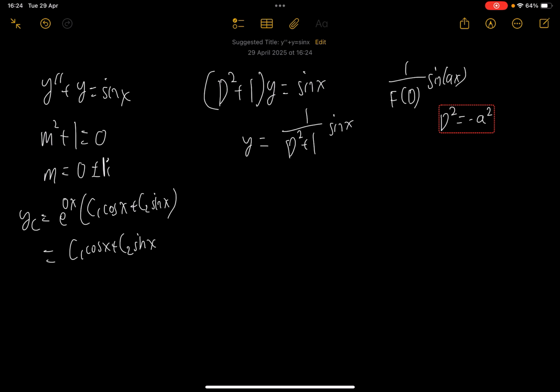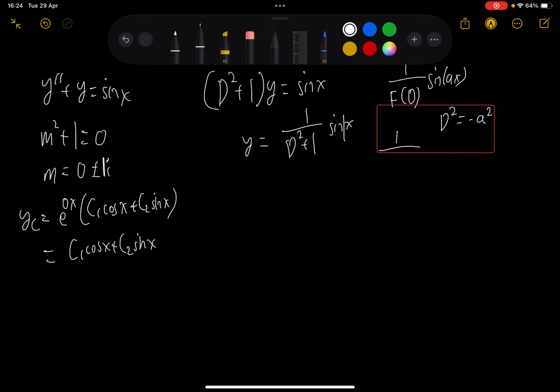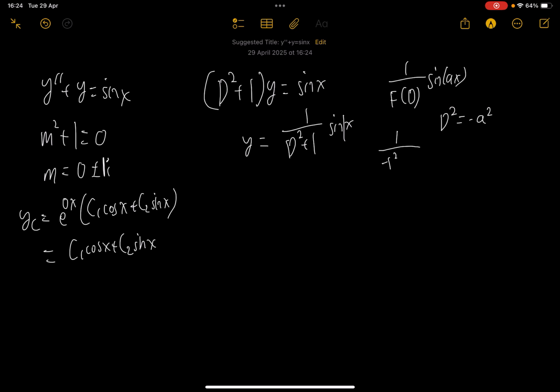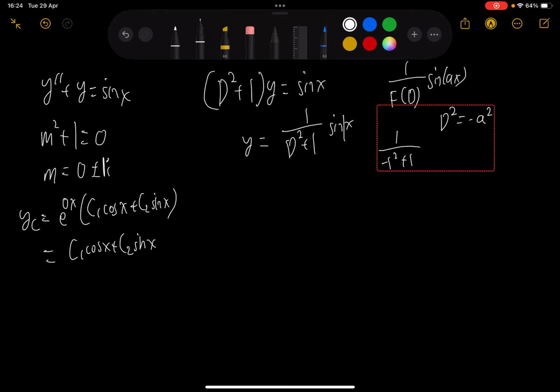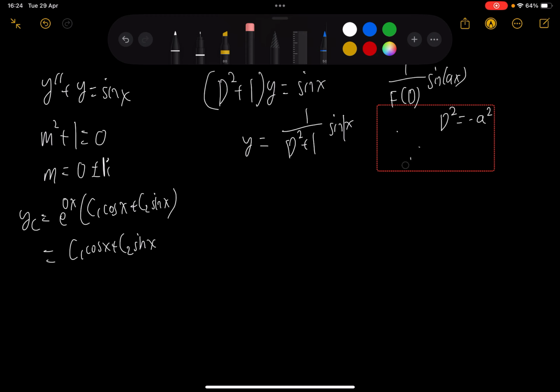However, when you put in negative a squared, we need a negative sign. For this sine 1x, a is equal to 1, therefore this is negative 1 squared plus 1, and negative 1 plus 1 is 0. When the denominator is equal to 0, we have to use our standard formula, the standard formula of 1 over D squared plus a squared acting on sin x.